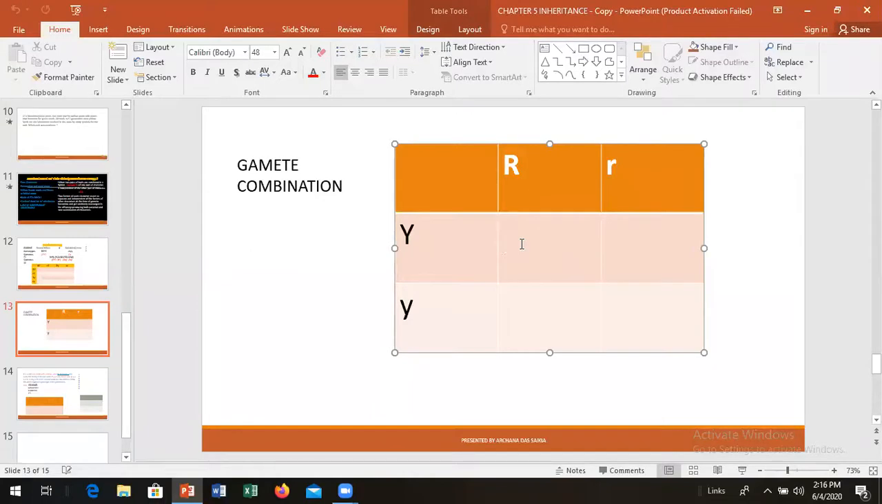Now here you will write down. We will combine them now. R, Y. So this is one type of gamete. Then coming here, R, small y. Again here, small r and capital Y. Then coming here, small r, small y. So these are the 4 types of possible gametes, the gametic combinations that are possible from the F1 offspring. F1 offspring, these are the possible gametes. This is an easy way to find out the gametes.